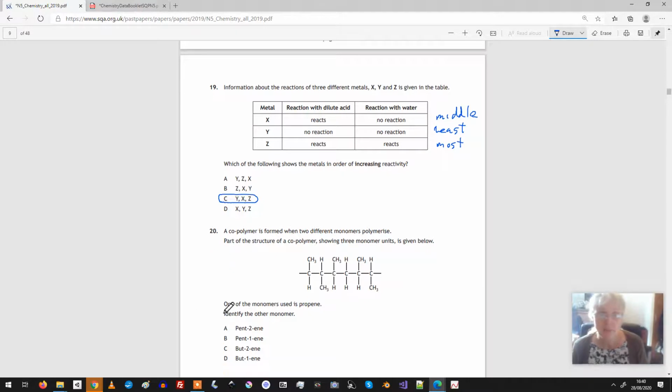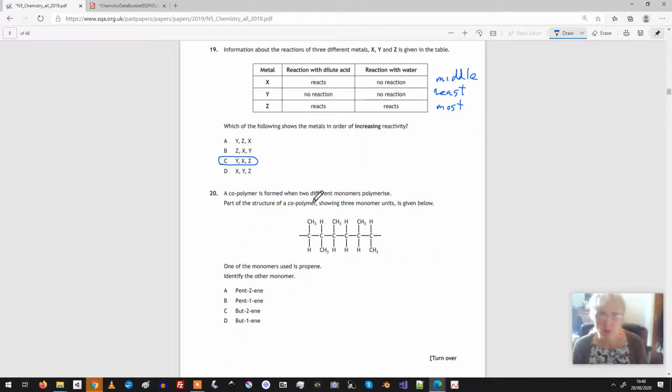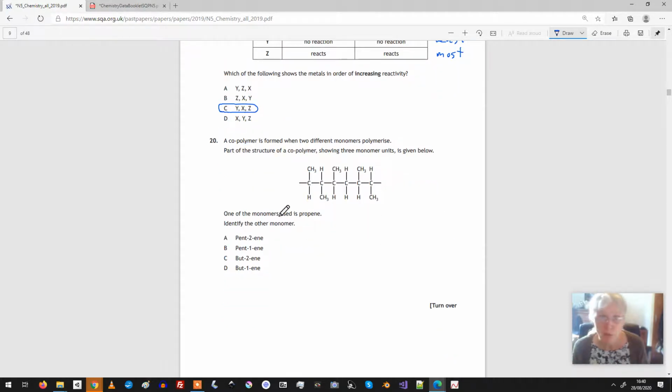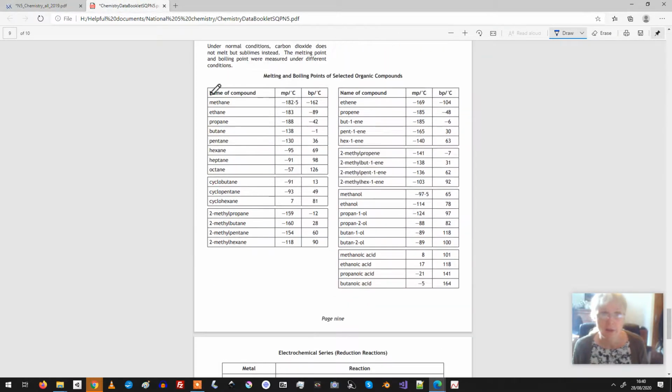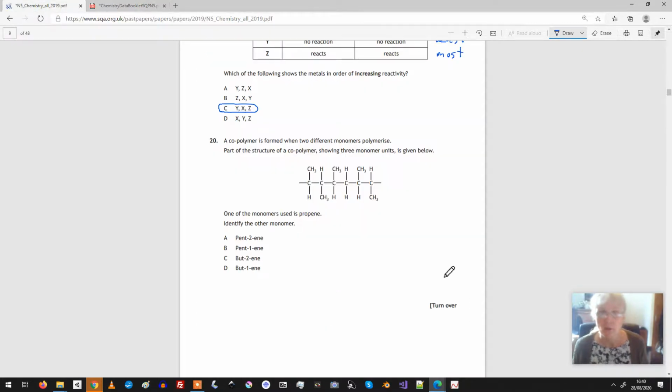Question 20. A copolymer is formed when 2 different monomers polymerize. Part of the structure of a copolymer showing 3 monomer units is given below. One of the monomers used is propene. So propene, prop has 3 carbons. So propene will look like that.